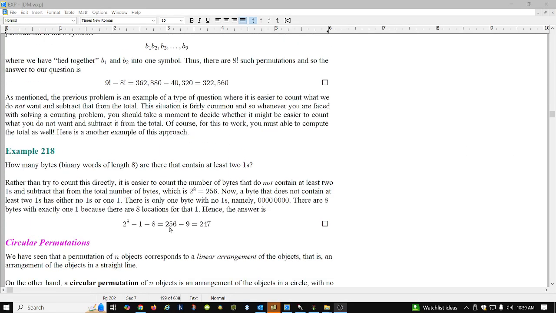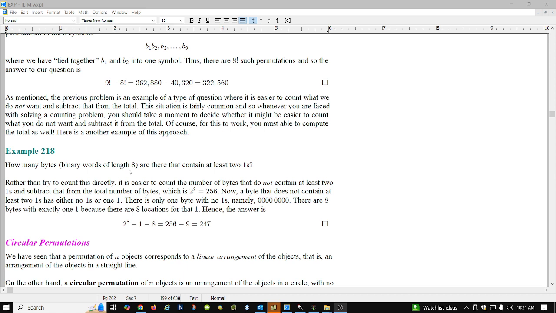Next example, how many bytes, these are binary words of length 8, are there that contain at least 2 ones? Again, rather than try to count this directly, it's easier to count the number of bytes that do not contain at least 2 ones and subtract those from the total. The total is 2 to the 8th, or 256 binary words of length 8.